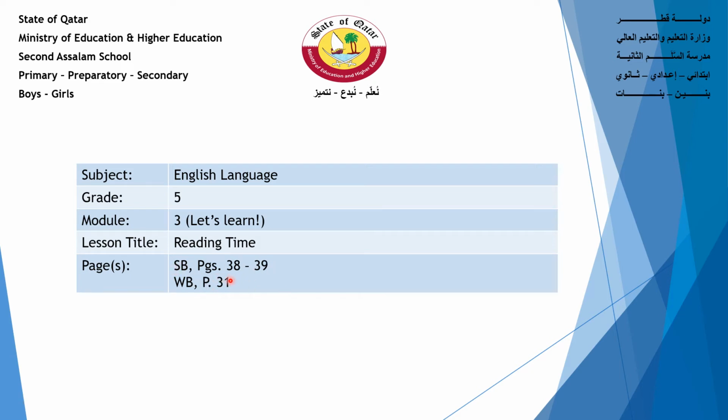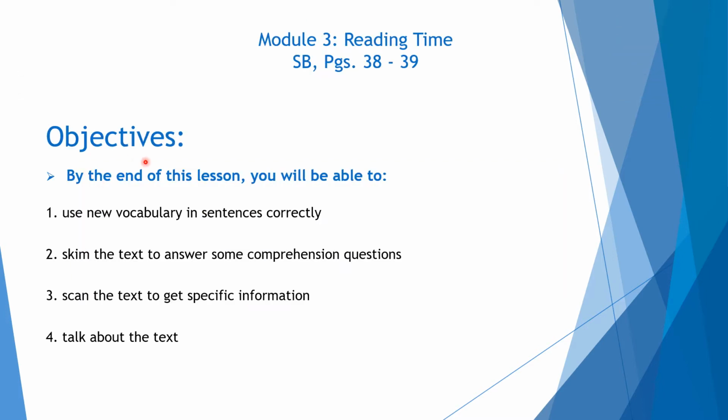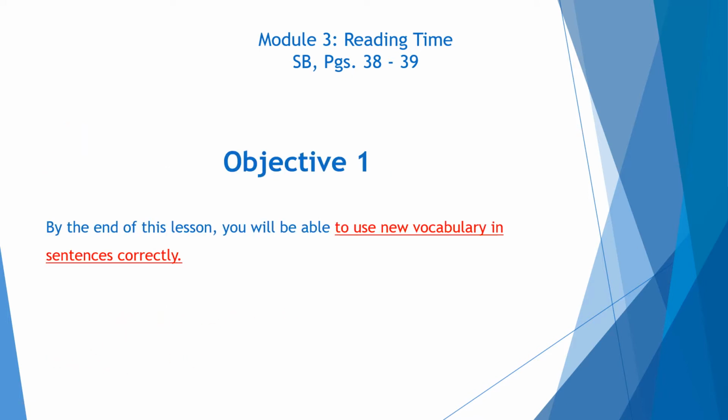Student book pages 38 to 39, workbook page 31. Objectives. By the end of this lesson, you will be able to: 1. Use new vocabulary and sentences correctly. 2. Skim the text to answer some comprehension questions. 3. Scan the text to get specific information. And 4. Talk about the text. Objective 1. By the end of this lesson, you will be able to use new vocabulary and sentences correctly.